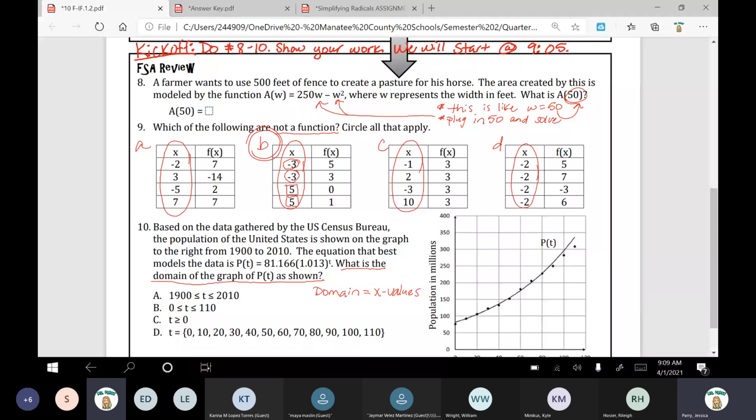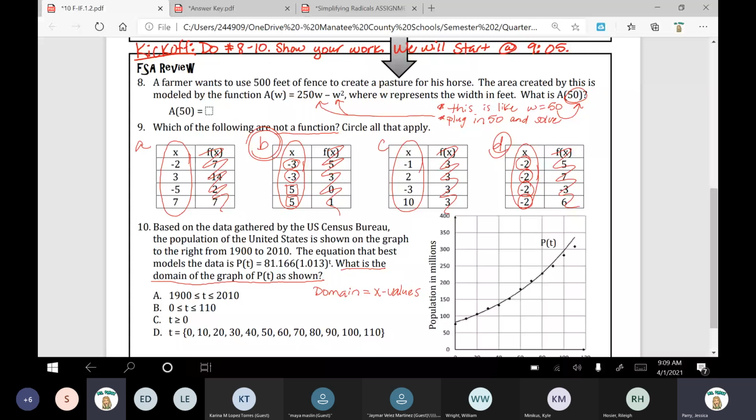Okay, and then C, the third table: -1, 2, -3, 10. None of those are repeating. So yes, that is a function. And the last one, D, these are all -2. So they're all repeating. So D is not a function. And I know some people stress about the Y value or the other section of the table. You don't need to look at that at all. When you're determining if it's a function or not, all you do is look at your X values. If the X values are up there only one time, then yes, it is a function. If it's up there more than once, then it is not a function. The second and fourth one are your not a function for number 9.